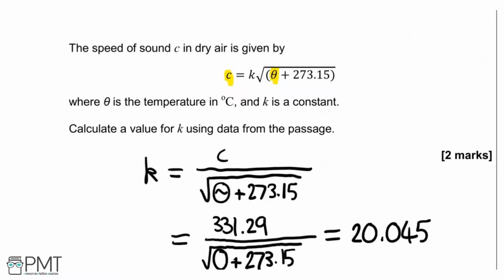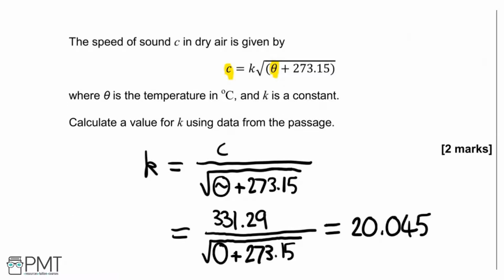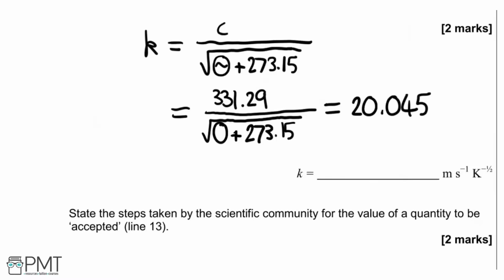So that gives us a value of 20.045. Now, we don't need to worry about units because those are actually given to us in the answer space there. You may wish to round the value down, but I would say you could probably leave this one because the values that were given, the 331.29 and the 273.15, are actually to 5 significant figures. So it's perfectly fine to put your final answer to 5 significant figures.